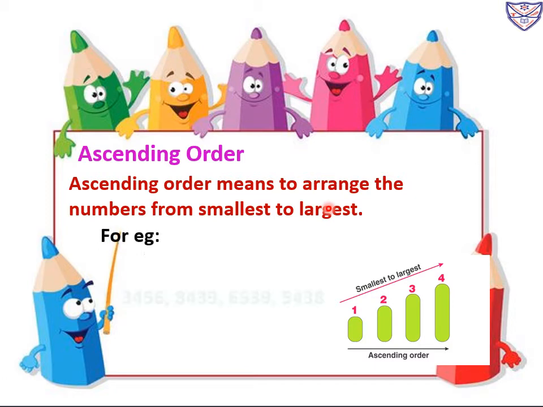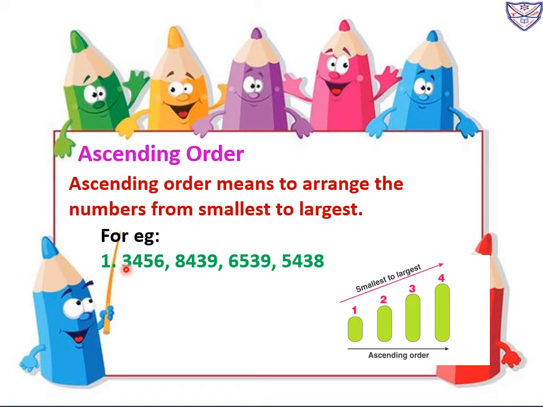See, for example, the numbers 3456, 8439, 6539, 5438. In all the numbers, how many digits are there? All 4, 4, 4, 4. So here the highest place value is 1000 in all of them. So now we have to compare the highest place value digits in all the numbers.